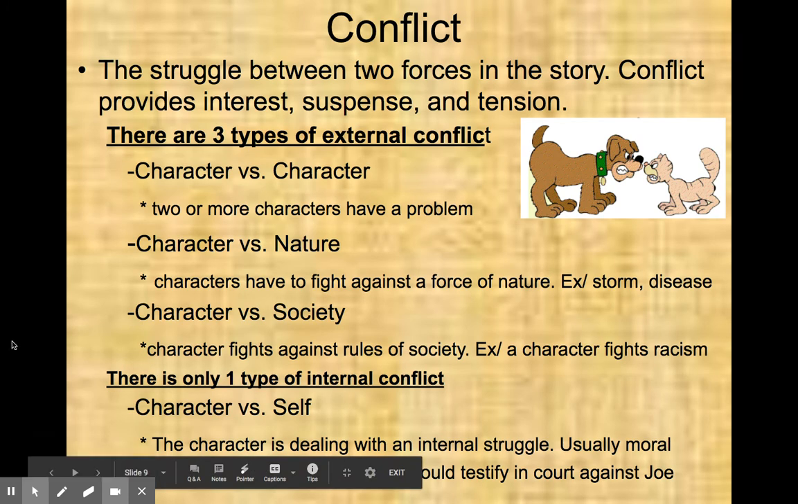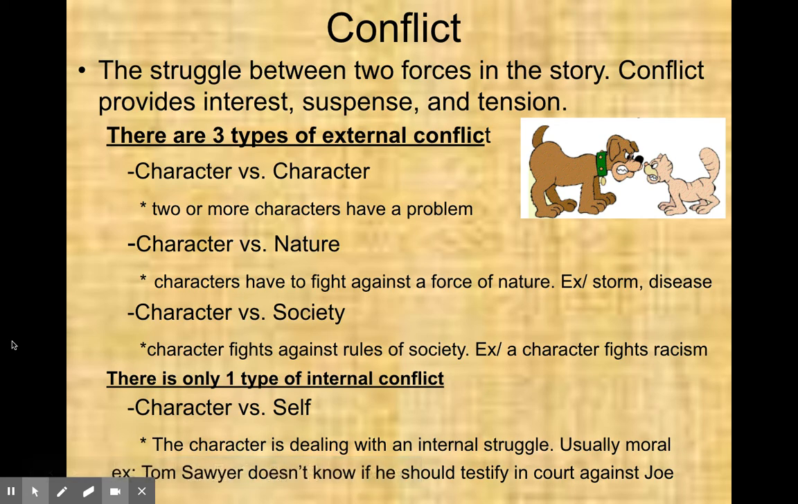Okay, so the last part that I would like you to write down is conflict. So conflict is the struggle between two forces in the story. It's the character and another force. And conflict is great. And without it, stories would be really boring. And it just basically provides interest and suspense and tension. If you've ever watched a scary movie, it's when you have to cover your eyes because something really scary is about to happen, or you didn't even realize it, but your shoulders were really tight and tense against your ears. It's when you take the blanket and put it over your head, because you're scared.